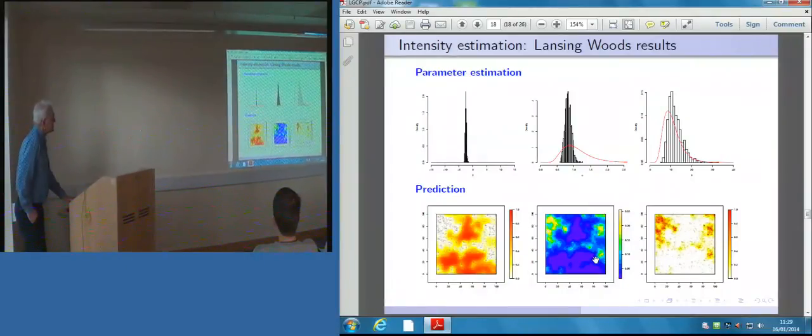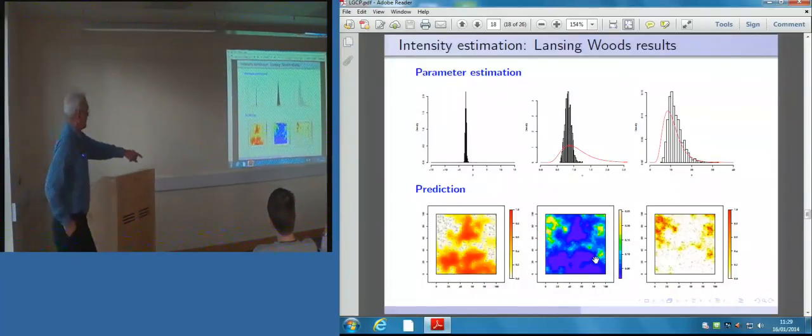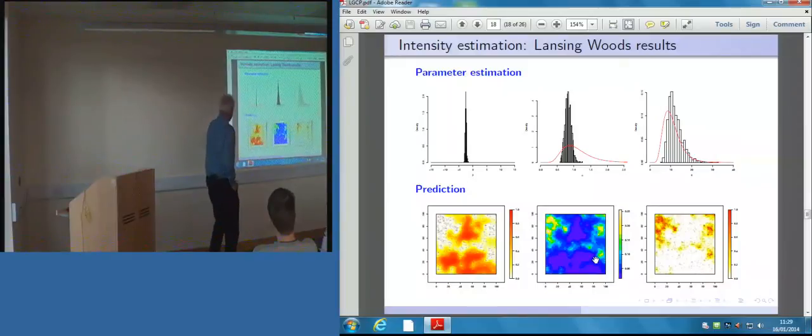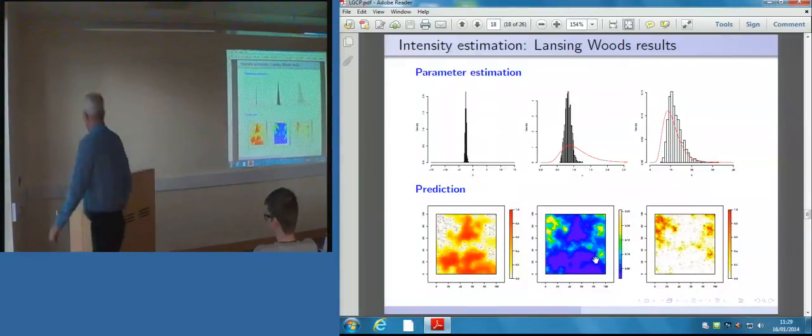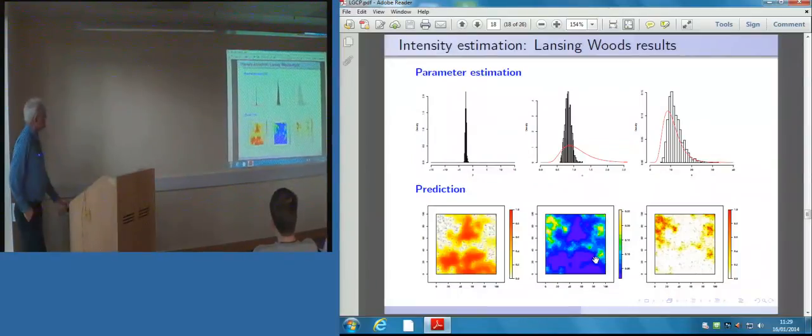And indeed, what I would want to see in the next version of LGCP is dynamic versions of these maps, where you basically have a slider on what your threshold is, and you can see how the different bits of the map are stable or unstable as you move that threshold. Okay, that's Lansing Woods.